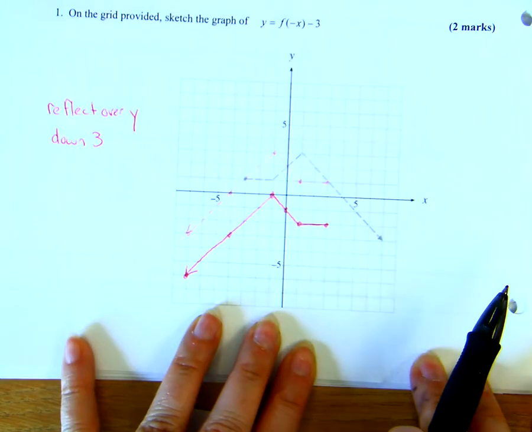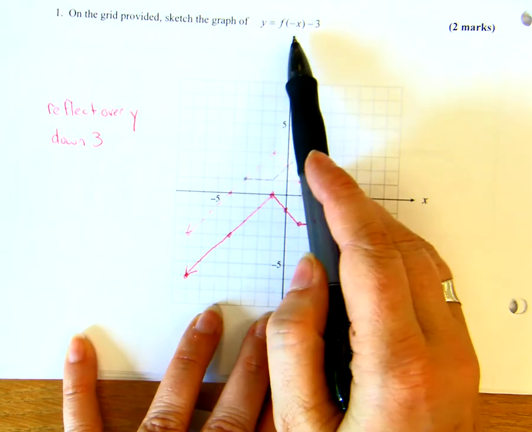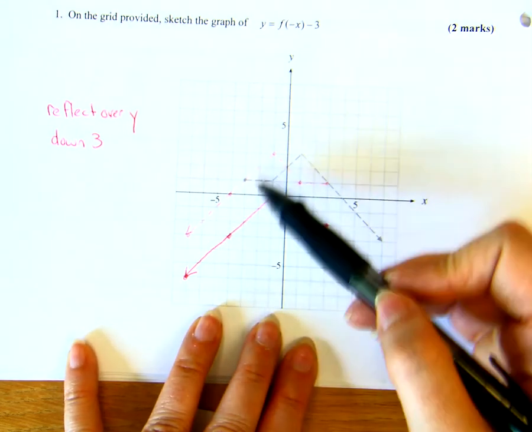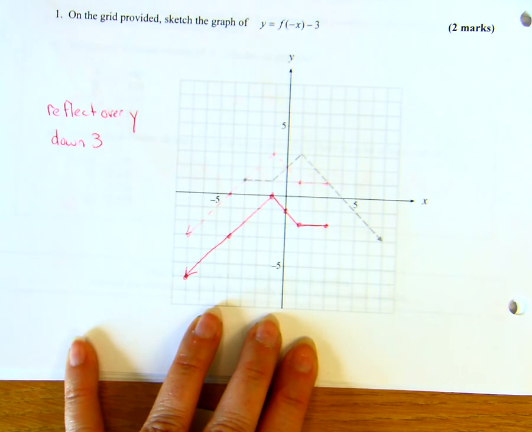First one, horizontal reflection. So you can see my ghost graph here flipped over the y-axis, down 3, nice and simple. That was a little 2 marker.